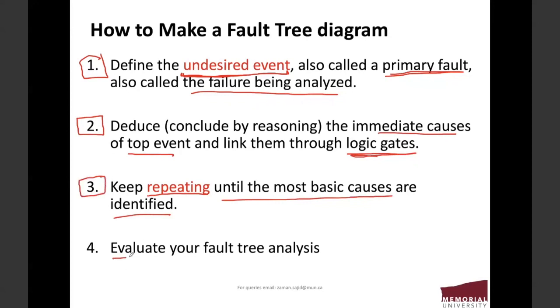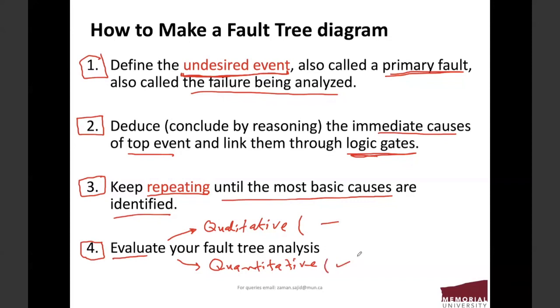And the last step is we evaluate our fault tree analysis. When I say evaluate, there are two kinds of evaluation in the fault tree. The first is the qualitative evaluation. And the second type is the quantitative evaluation. By qualitative, I mean we just draw our fault tree diagram without any numbers. Whereas in the quantitative, we use some probability values in order to calculate the probability of our top event. That's the quantitative evaluation.